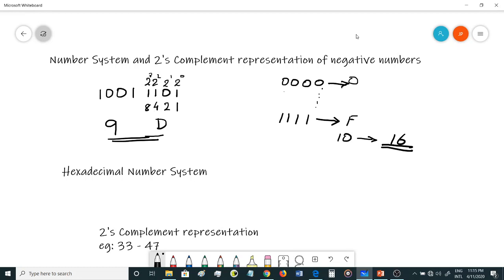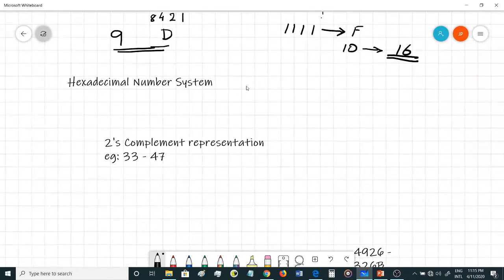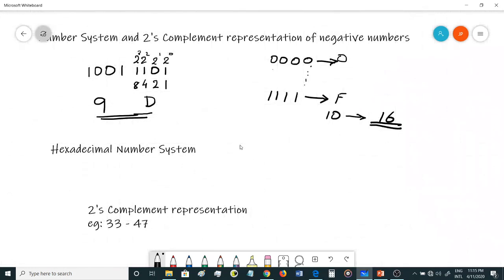Now, what is the advantage of using 2's complement form? Now, that's a very important question. In 8085 we can do signed operations or unsigned operations. Now, for doing signed operations, the 8-bit range is from minus 128 to plus 127. This is the range of 8-bit signed numbers.